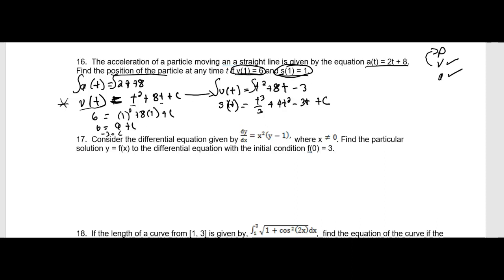To figure this out, you now are going to use this information. We know at the time of 1, our position is 1. So let your position be a 1. Let all of our t's over here be a 1. What you should recognize here is the 4 minus 3 is a 1. It's going to cancel out that 1. So what our c ends up being is a -1/3. So our position function is t cubed over 3 plus 4t squared minus 3t, and then plus or minus, sorry.